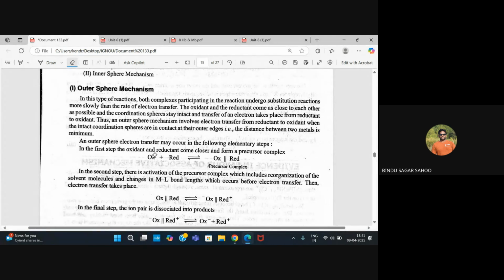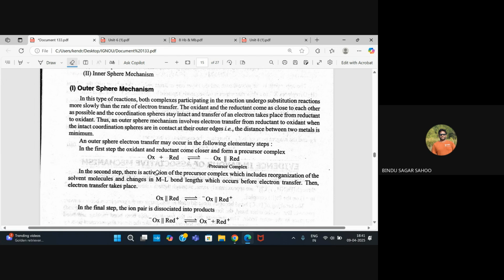So if the oxidant needs to come closer to the reductant, it must overcome the solvent interaction around them. When the oxidant and reductant need to come close to each other, that means it needs an activation energy to make an intact position with each other. At this time, there will be some reorganization of solvent molecules.